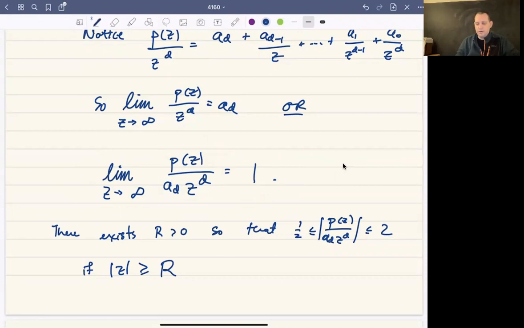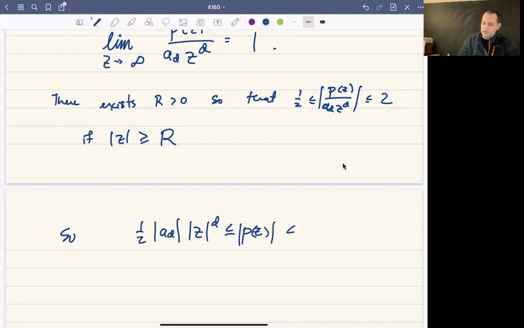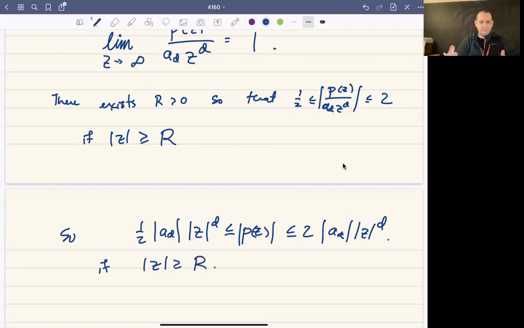Okay, so lemma 1 was, if you remember, that 1/2 times the modulus of a sub d times the modulus of z to the d is less than or equal to the modulus of p of z. And then we have a similar upper bound, okay, just with 2 instead of 1/2. And again, that follows if the modulus of z is large enough. Okay, so that's lemma 1.